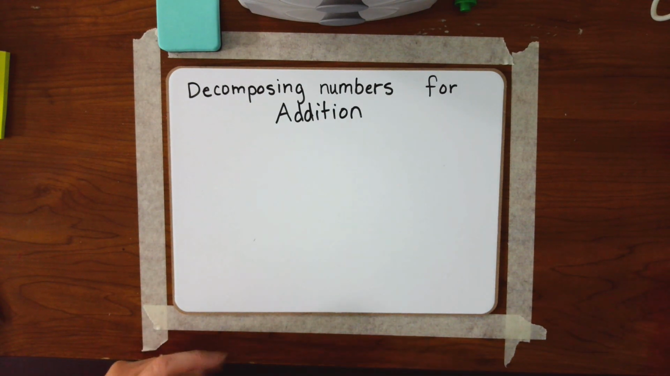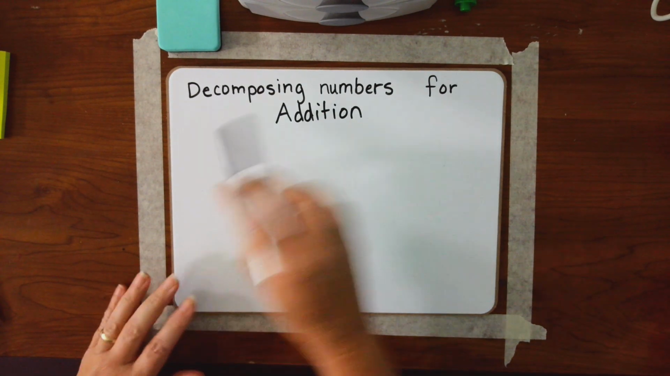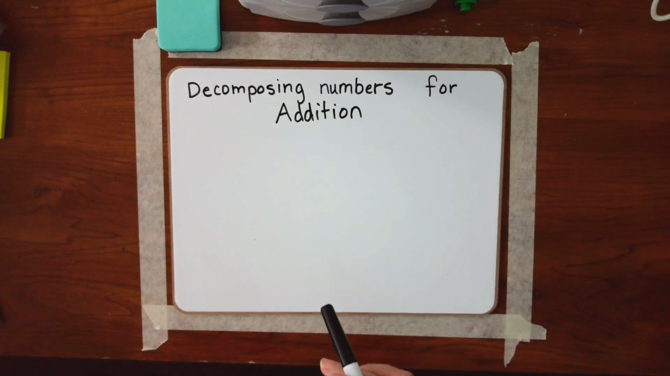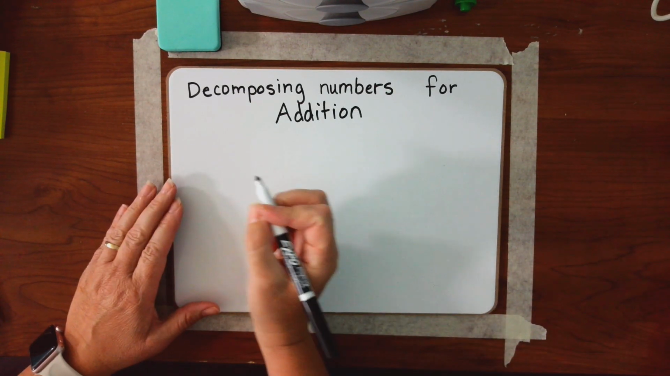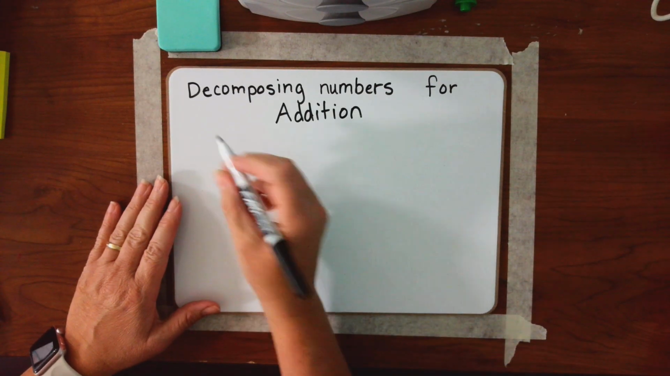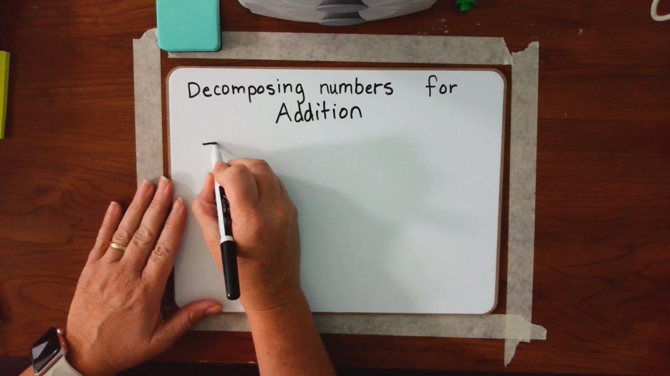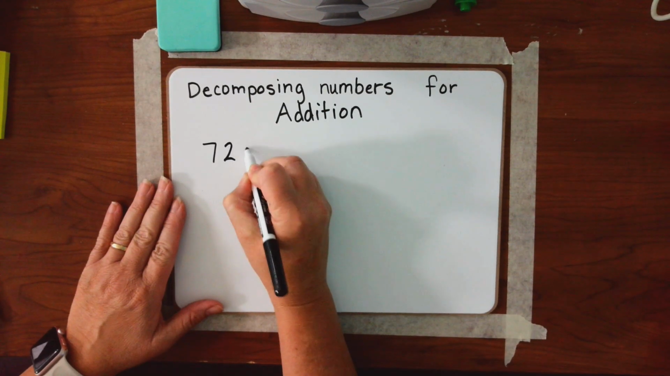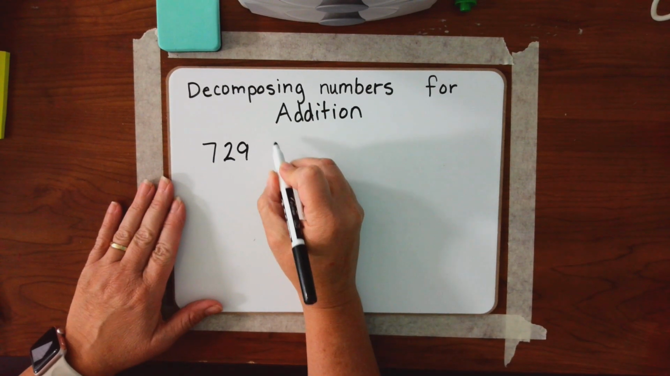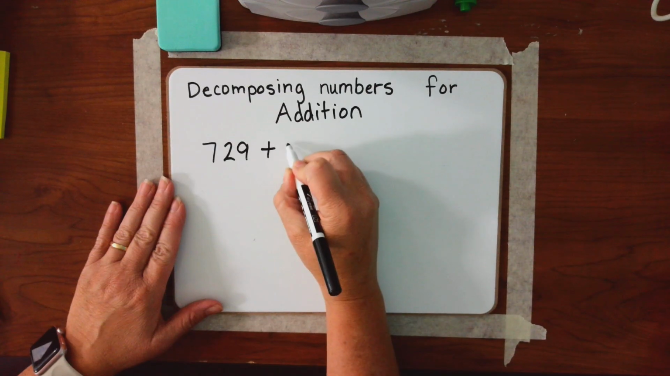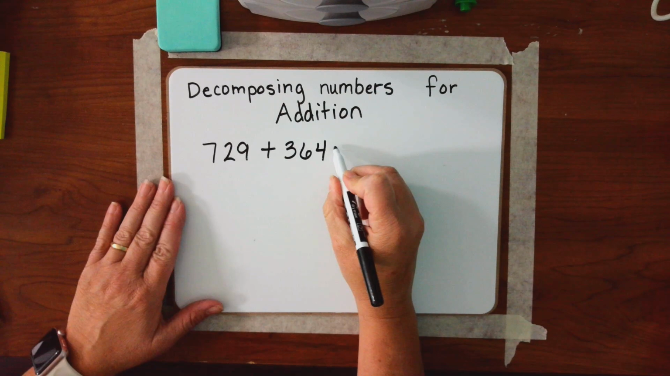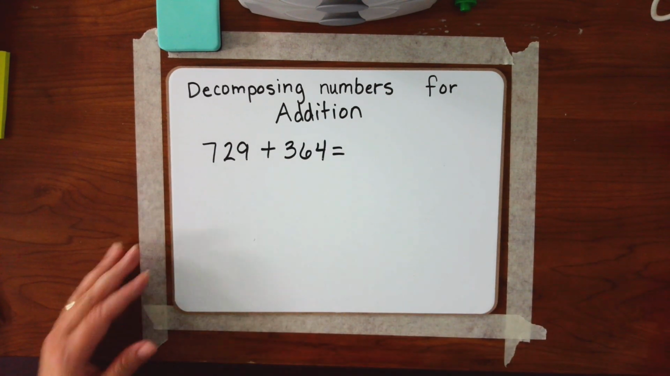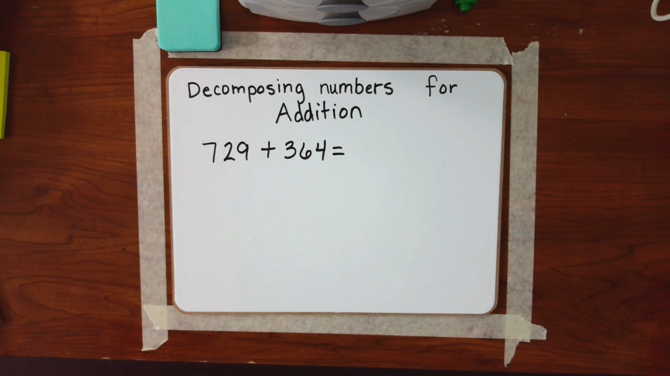Okay, today we're going to be working on decomposing numbers for addition. So we're going to be working with some partial sums. There's different ways to be able to do this. So for example, if we have the number 729 plus 364. Now we've been working with numbers, base 10 blocks, popsicle sticks, all the above.